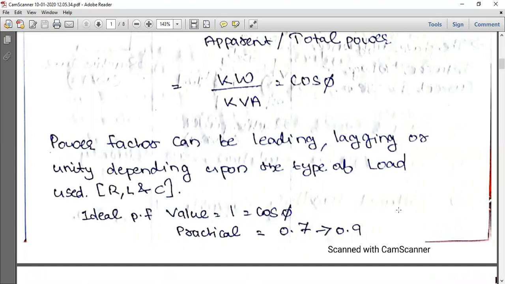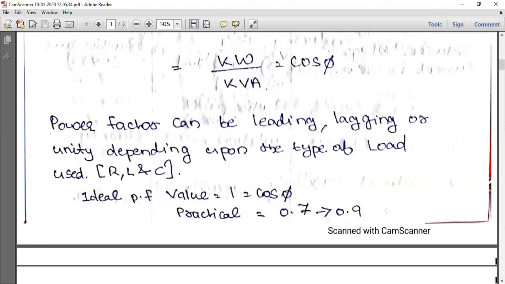For an ideal power factor, the value is 1, because we always want the power factor to be close to unity, since at that time the losses will be very low and it can be more economical. But practically it is not possible, as most of the loads are inductive in nature. What an inductive load or a capacitor is, we'll check in the next sessions. Practically the value of power factor ranges from 0.7 to 0.9.